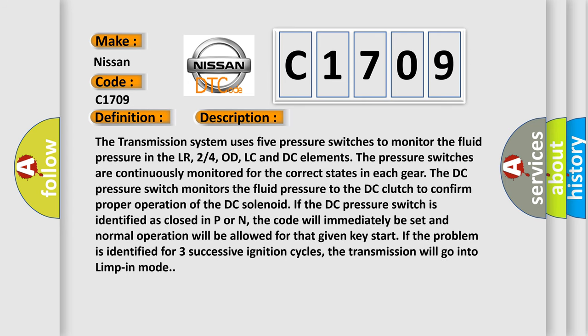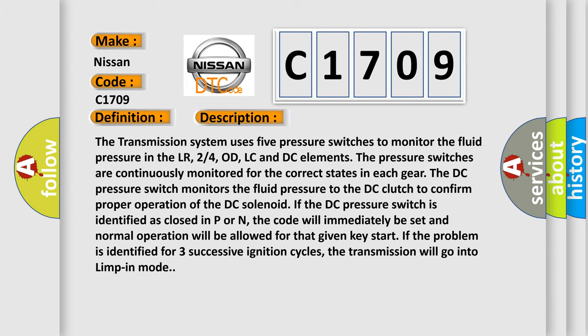The transmission system uses 5 pressure switches to monitor the fluid pressure in the LR, 24, OD, LC and DC elements. The pressure switches are continuously monitored for the correct states in each gear. The DC pressure switch monitors the fluid pressure to the DC clutch to confirm proper operation of the DC solenoid. If the DC pressure switch is identified as closed in P or N, the code will immediately be set and normal operation will be allowed for that given key start. If the problem is identified for 3 successive ignition cycles, the transmission will go into limp-in mode.